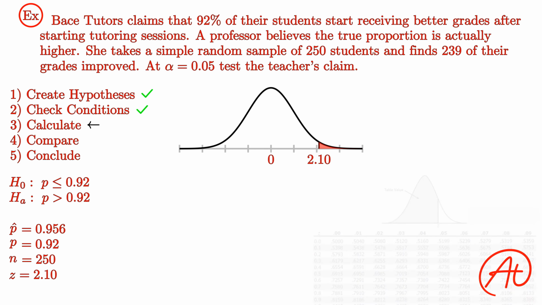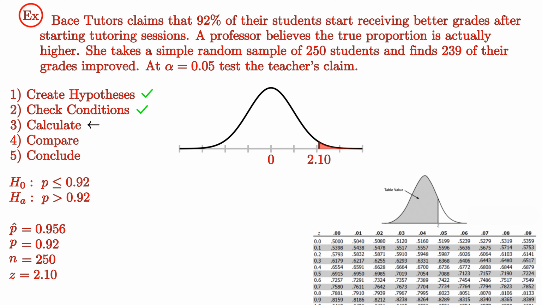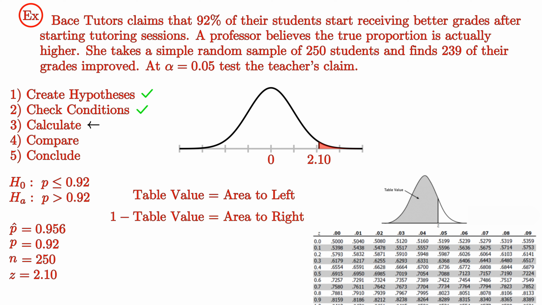Now let's use our tables from class to calculate the probability of getting z is greater than 2.10. The table I'm using gives the area to the left of whatever z-score, so in order to get the area to the right, I can do 1 minus the value in the table, since the entire area under the normal distribution is always 1.